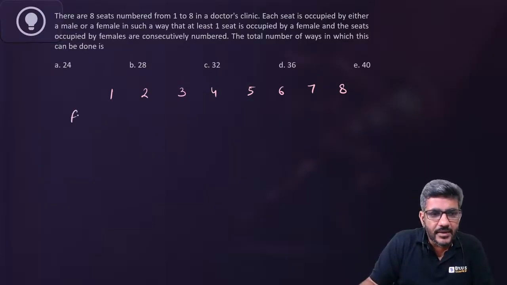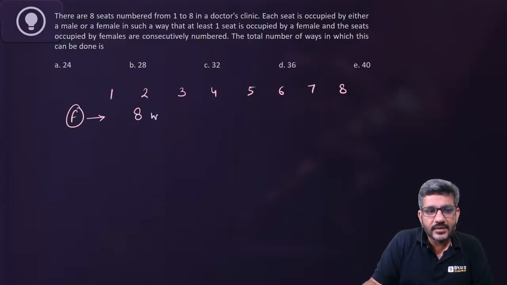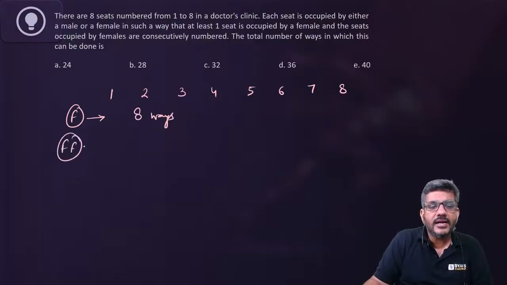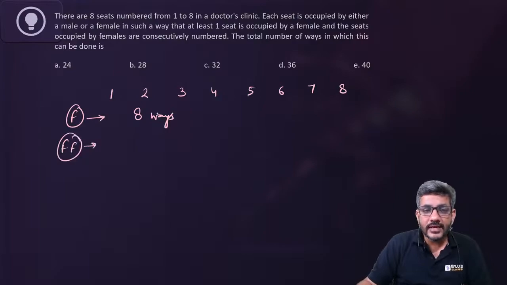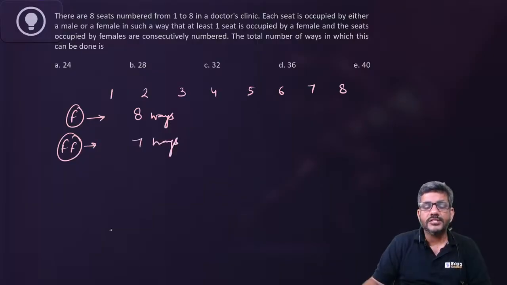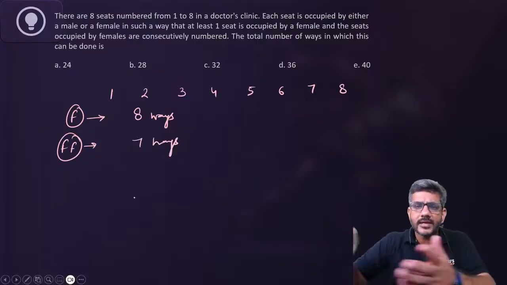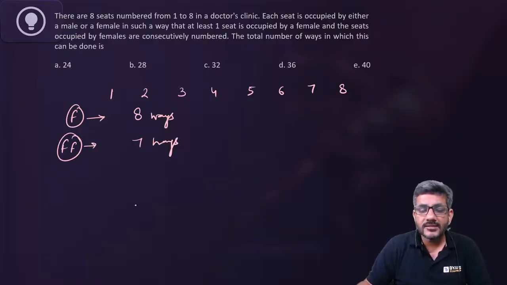So if one female is there, she can pick any of the 8 seats in 8 ways, right? If two females are there, he says they should be consecutive. So if they are consecutive, where can they be? They can be 1 and 2, 2 and 3, 3 and 4, 4 and 5, and that way, can I say there are 7 ways in which they can occupy the seats? Of course, the remaining seats will be occupied by males.